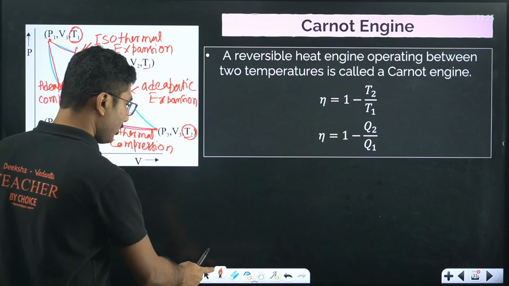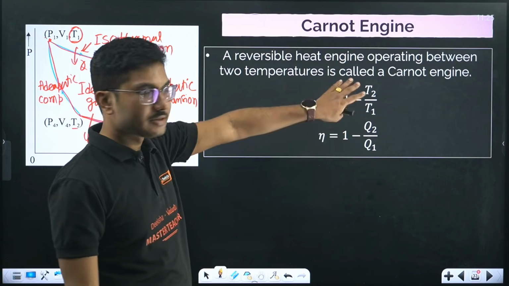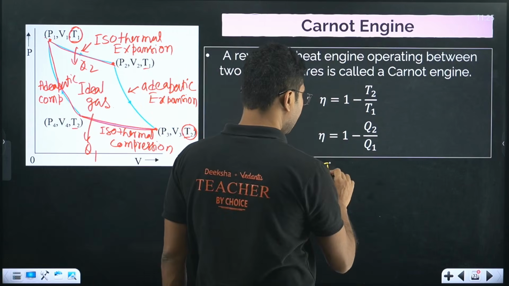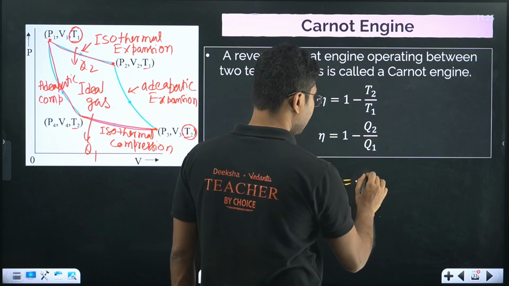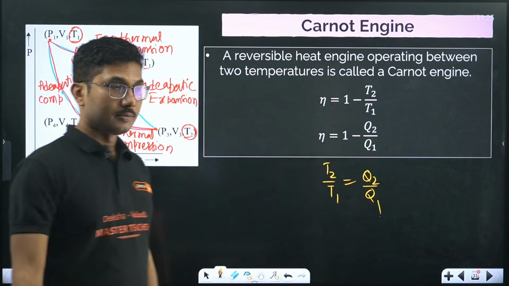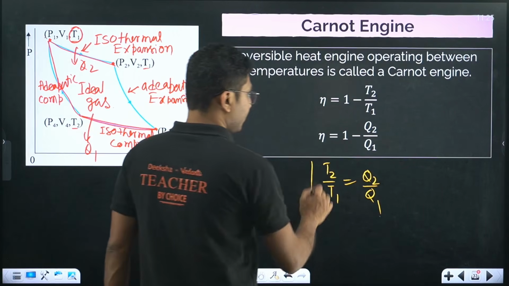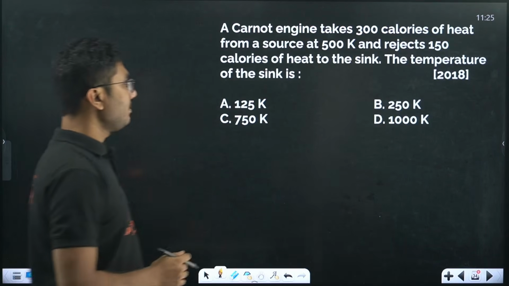Obviously, the efficiency of even an ideal system is not 100%. This is an ideal system. And also you remember that T2 by T1 is Q2 by Q1 for any Carnot engine process. Okay, now let's solve one question.